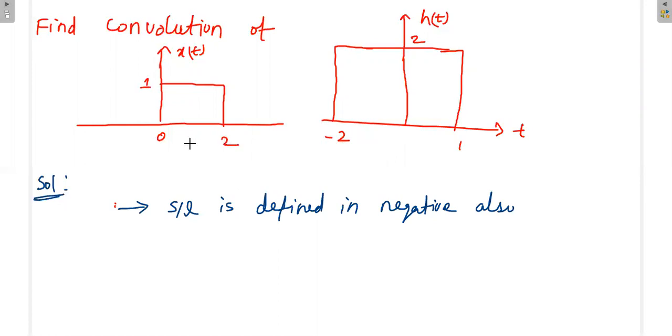That we have already seen. This is having 2 as duration and this is having 3 as duration. Unequal duration we have already seen, no problem. And also if you see, there is a change in the amplitude. Here it is having 1, here it is having some other amplitude. Amplitudes are different.